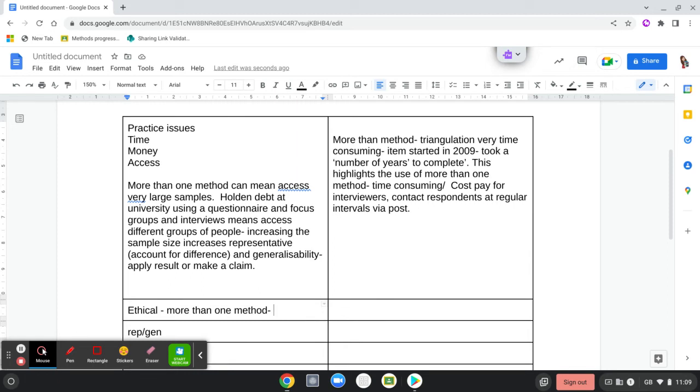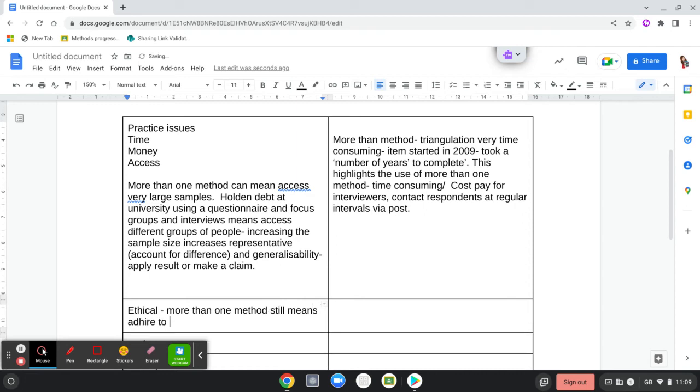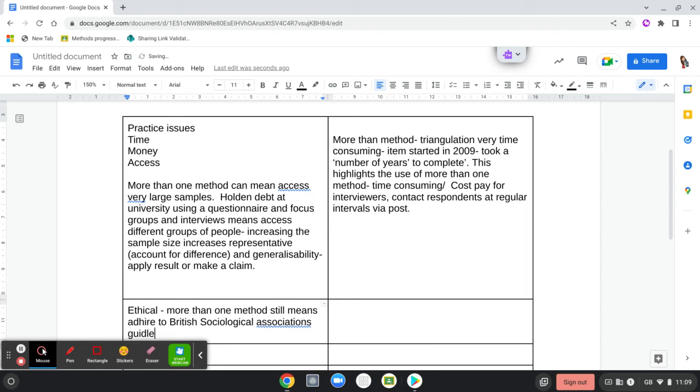The use of more than one method still means you need to adhere to the British Sociological Association's guidelines. I know when we plan it, we just put BSA, British Sociological Association, sorry, but when you write it out fully, we still have to adhere to the British Sociological Association's guidelines. We still need to provide anonymity.